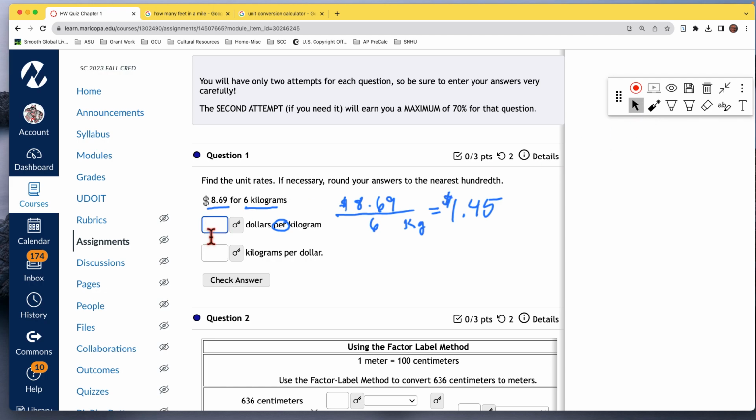So we could type that in. Again, you'll have different numbers, but you'll have the same process. Divide the two, and we get that.